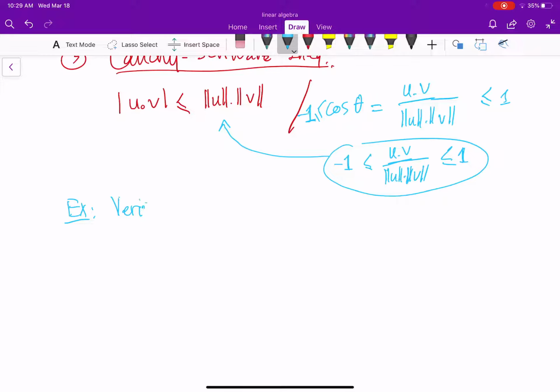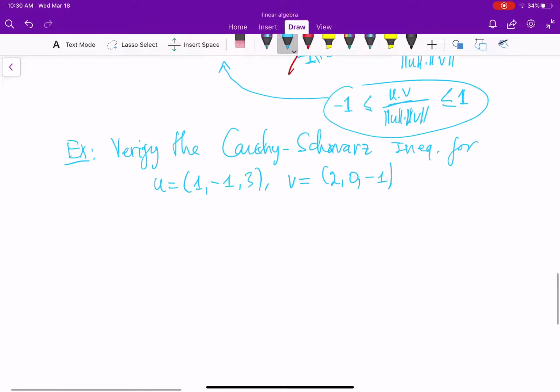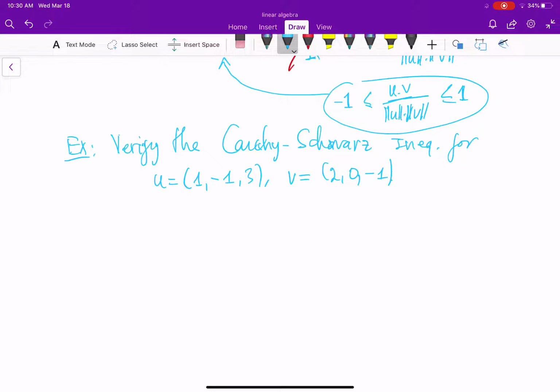Verify the Cauchy Schwarz inequality for the following vectors. For the following vectors, u is 1, -1, and 3, and v is 2, 0, and -1. Just verify that the inequality should be true, but try to convince yourself that it actually is true.